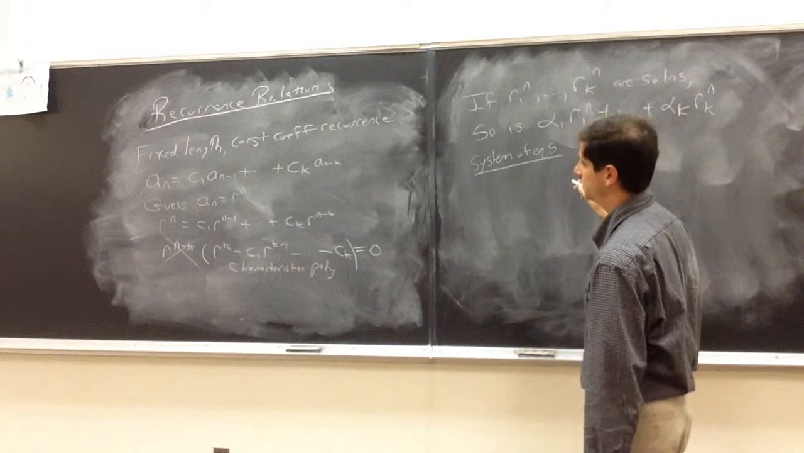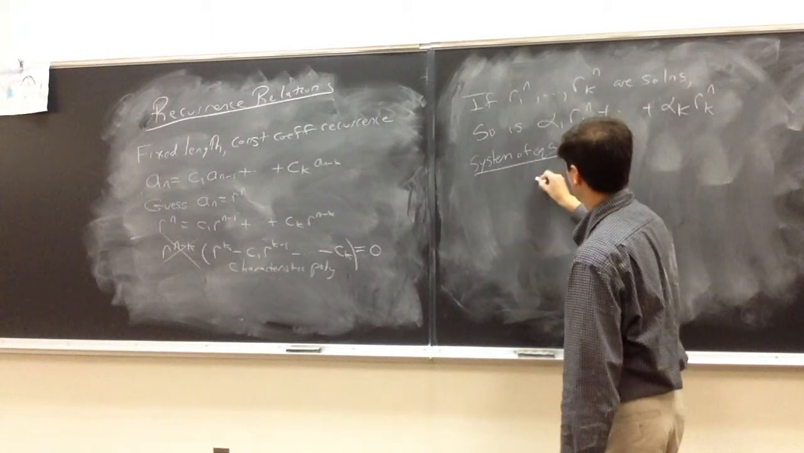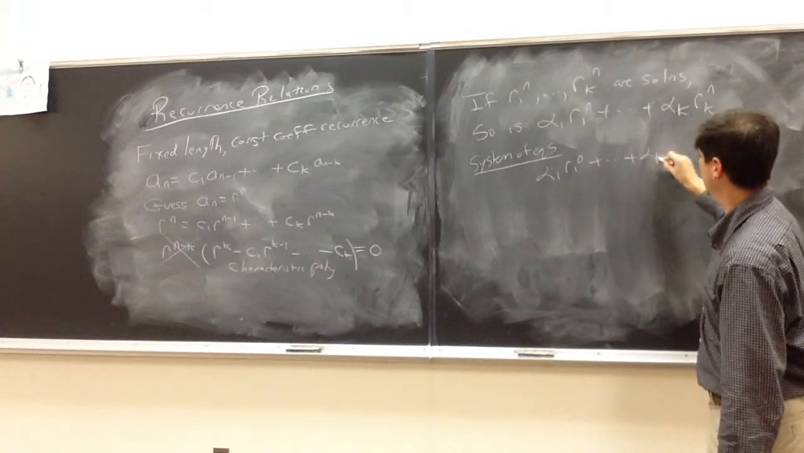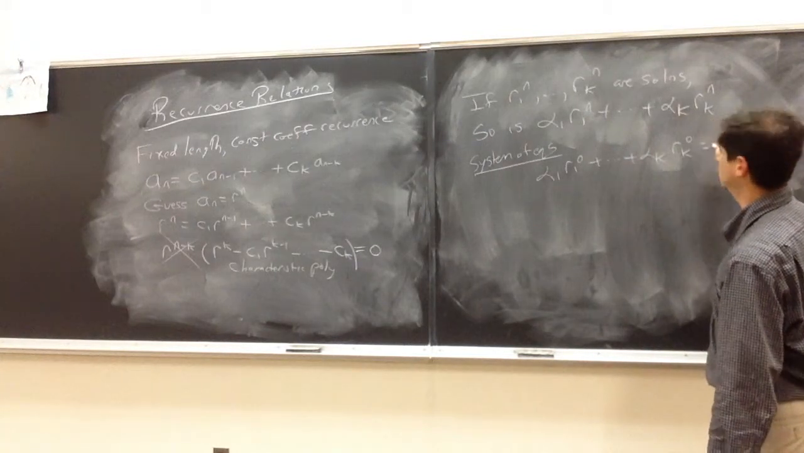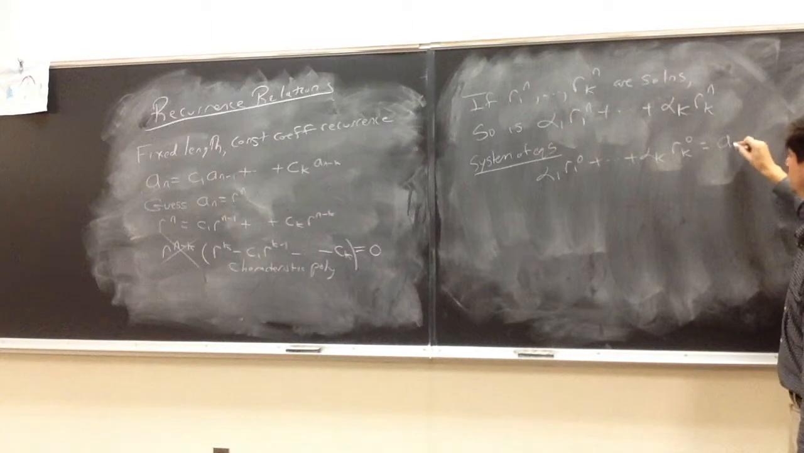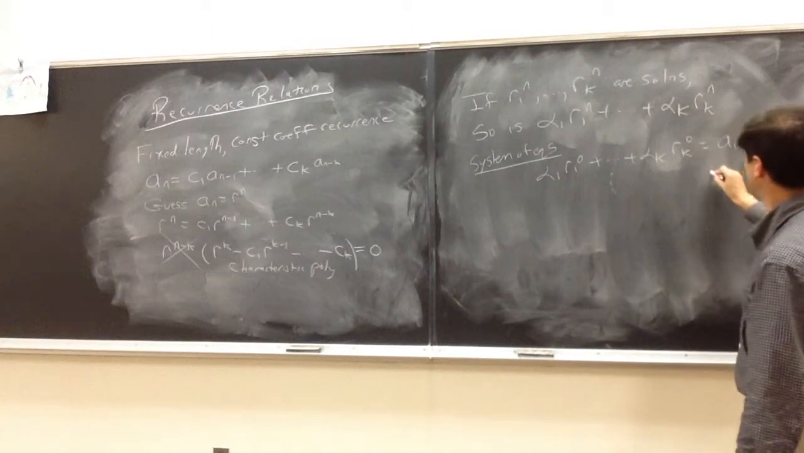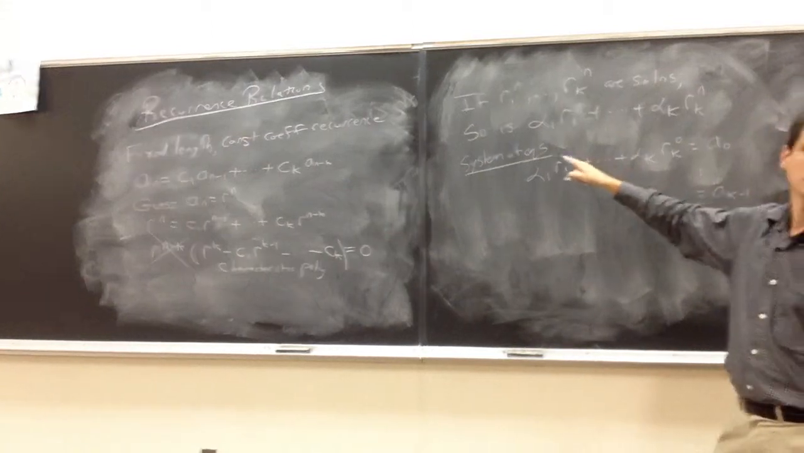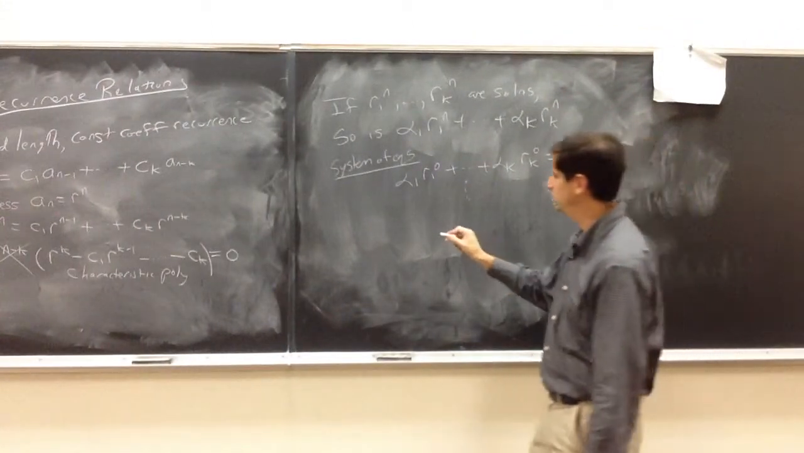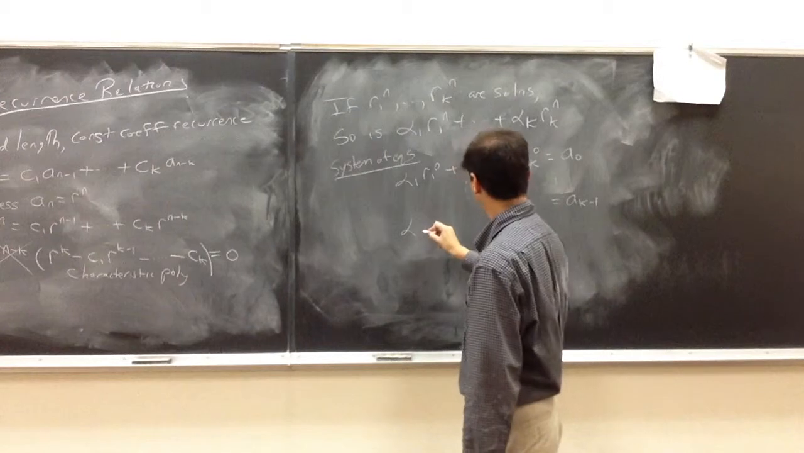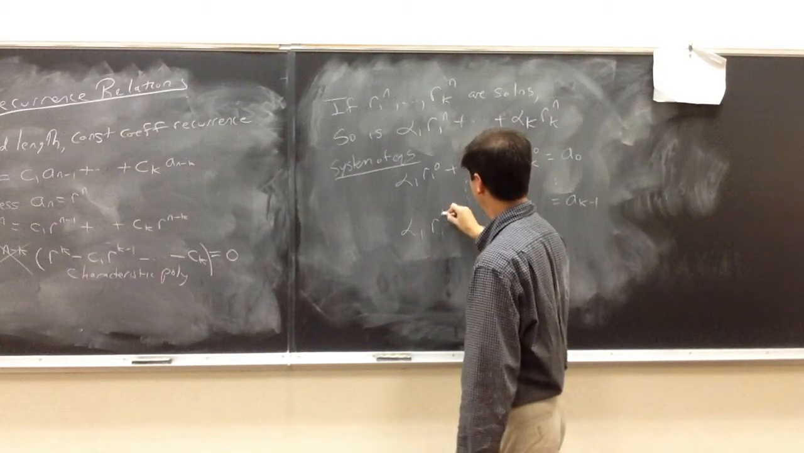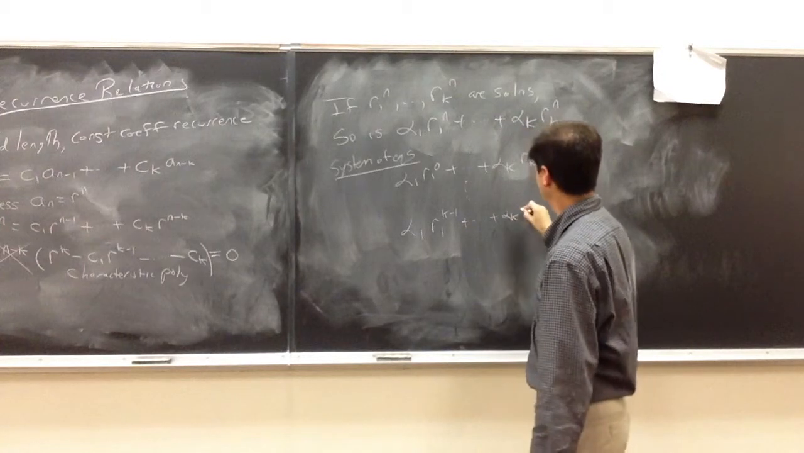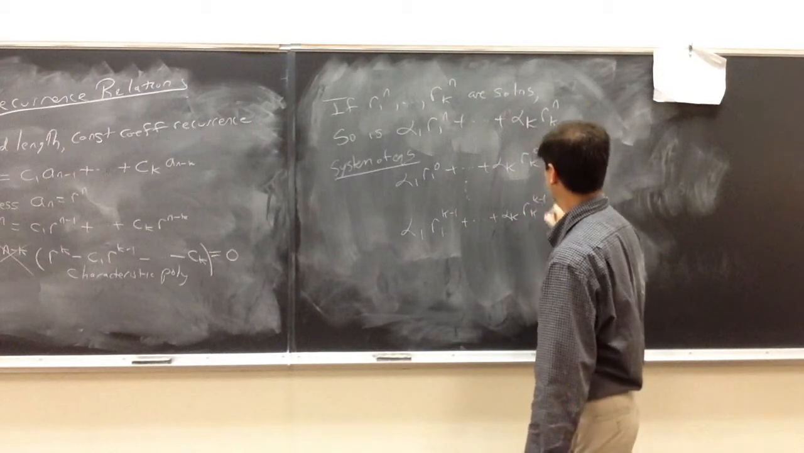So you would get alpha 1 r1 to the 0 plus alpha k rk to the 0 equals the 0th term in the series. And then I need to do this k minus 1 times, k times, and that will give me a huge matrix. Alpha 1 r1 to the k minus 1 plus alpha k rk to the k minus 1.